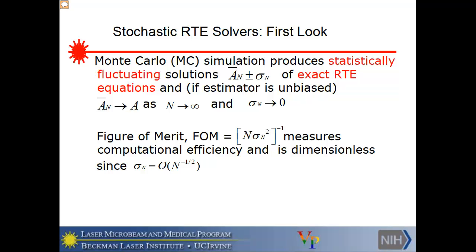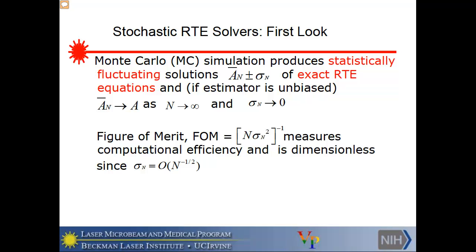Let's take a first look at stochastic solvers in contrast with the analytic ones I just mentioned. Monte Carlo simulation produces statistically fluctuating solutions, A_N bar, plus or minus some statistical error. Here, sigma would be the standard deviation after n samples. These are statistically varying solutions of the exact RTE equations. So they follow the physics of the radiative transport equation faithfully, in the cases that I mentioned where you verified that that is so.